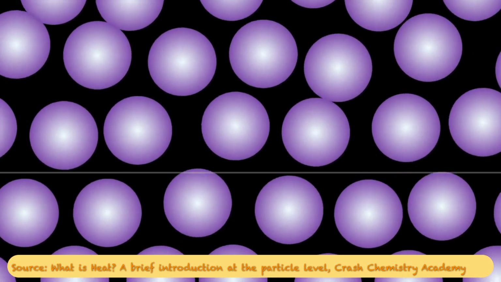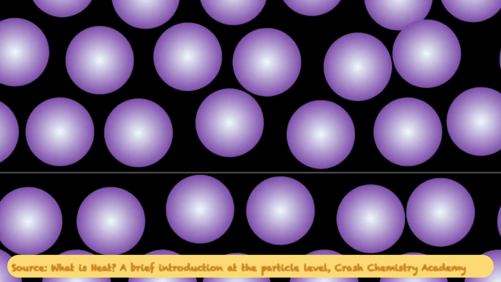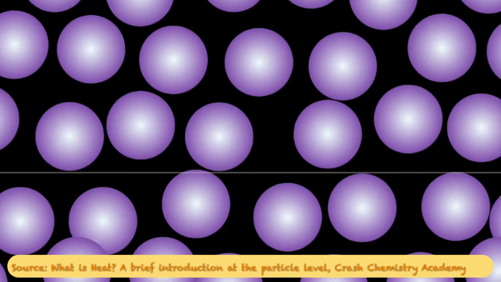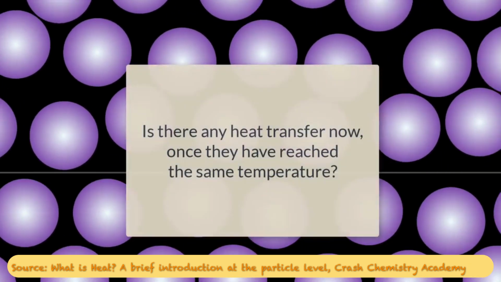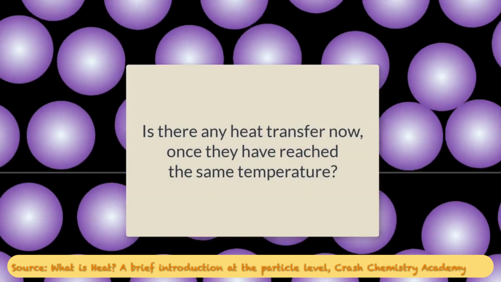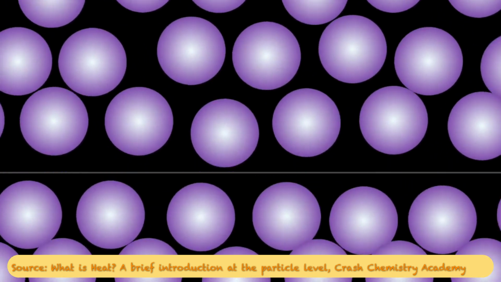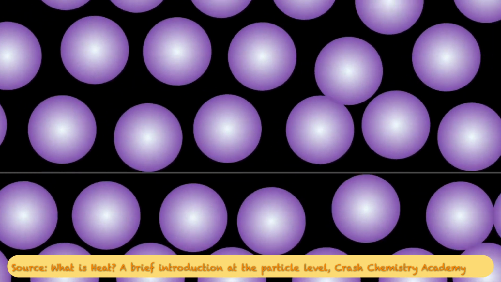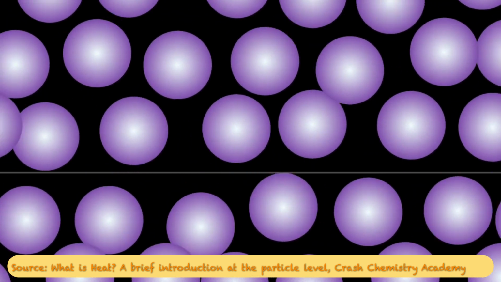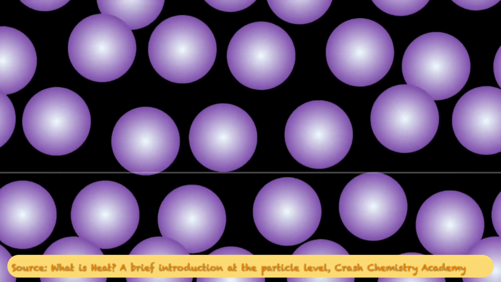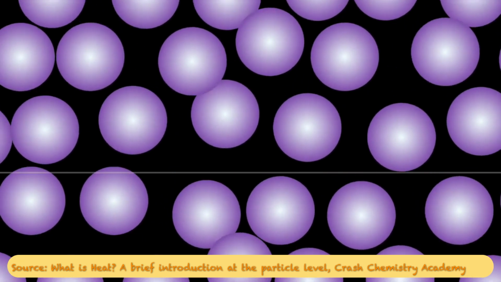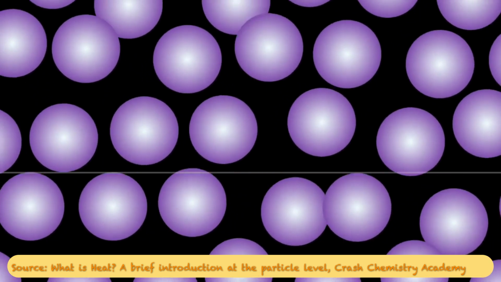Note they need to transfer kinetic energy both between and within each block for this to happen. Let's get back to a previous important question. Is there any heat transfer now once they have reached the same temperature? Think about it. The atoms are still constantly colliding and so are constantly transferring kinetic energy, but there is no net change in temperature. The two blocks have reached an equilibrium once they reach the same temperature.